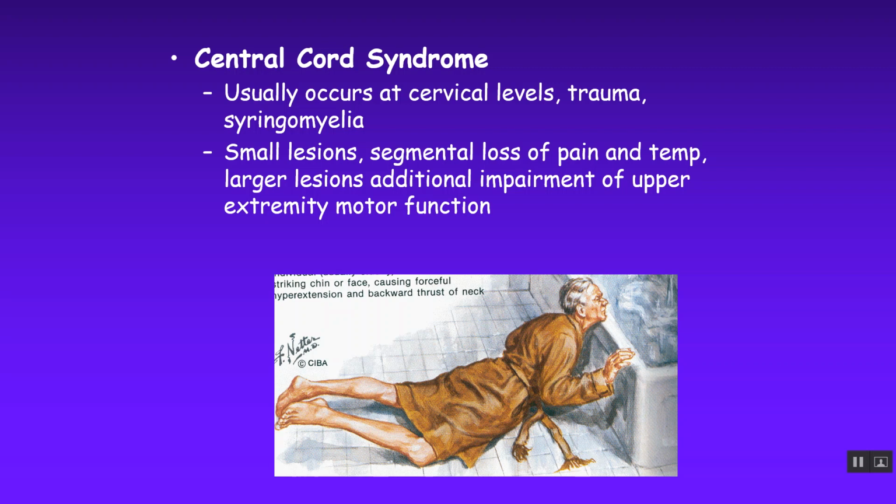If it's a really small lesion, you'll get segmental loss of pain and temperature. And we'll show you how this is segmental loss of pain and temperature. As the lesion grows or gets bigger, then you start to get impairment of upper extremity motor function, okay? And upper extremity pain and temperature loss. And I'll show you how this works.